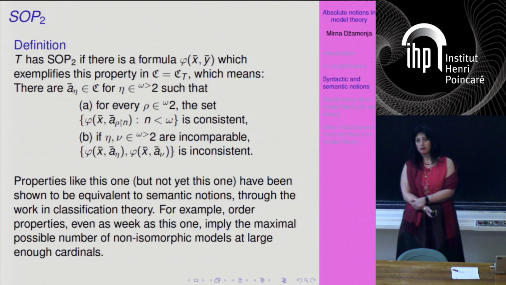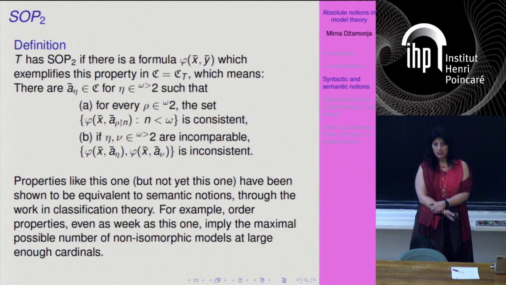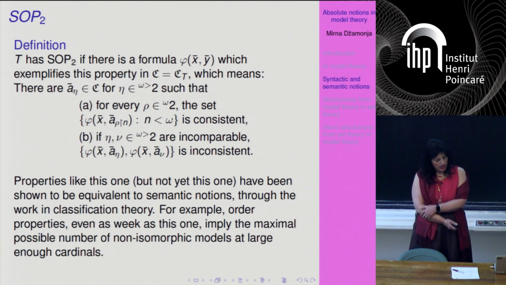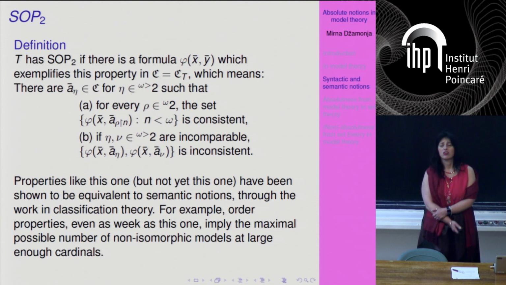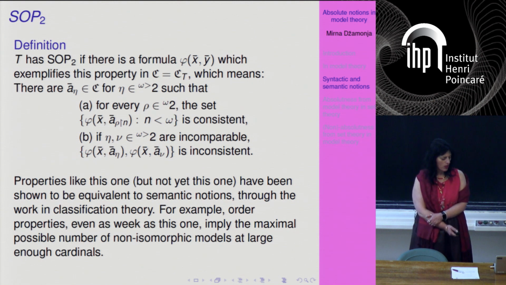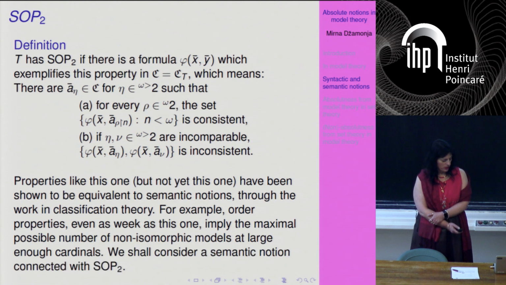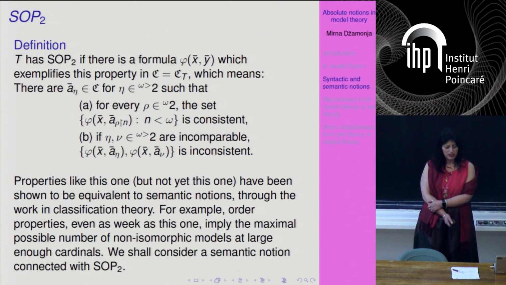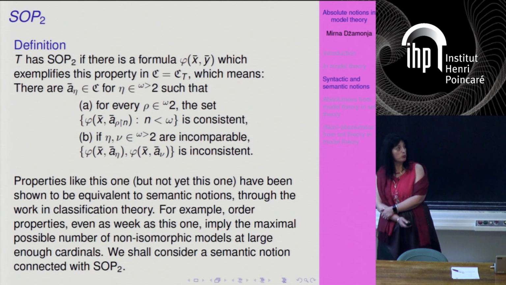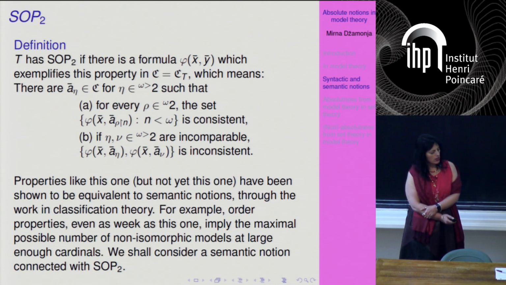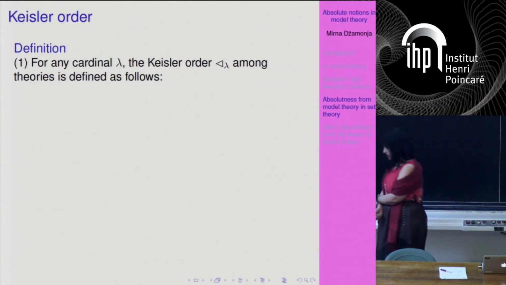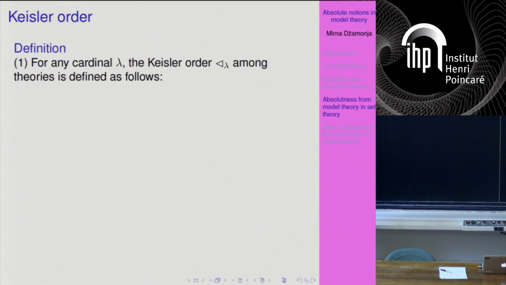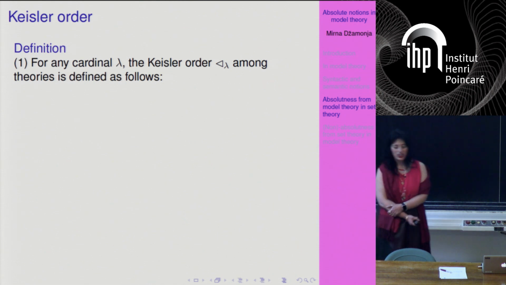So for example, something that everybody knows, order properties, even a weak one like this one, imply the maximal possible number of non-isomorphic models at large enough cardinals. This is a consequence of the main gap theorem. Now, what can we say about this one? We shall consider a semantic notion which is connected with this SOP2. And it's the Keisler order. I'm sure that Marianti will tell us more about this, but there will be here something about Marianti's own work.